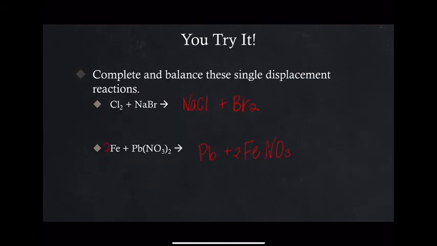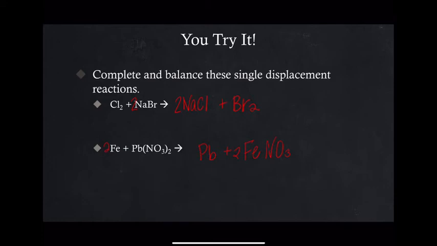Okay, so it should look like this. Now this, to balance it, you will have to balance it like that. And I think both of those are balanced. So 2NaCl plus Br2 would be the first one. Chlorine is able to replace bromine. And in the next one, lead is able to replace iron if you double check on your activity series. So both of those had a reaction and are balanced now, I believe.